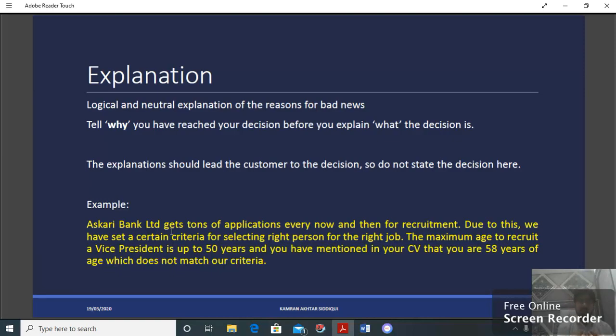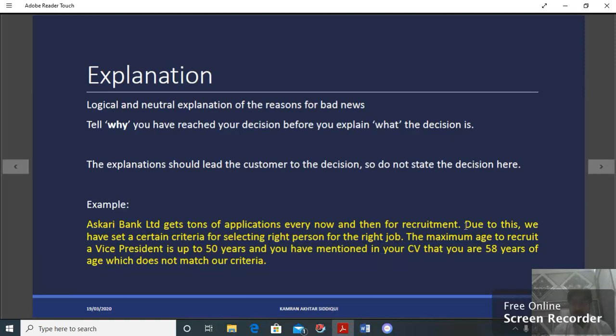Now, this statement is talking about Askari Bank, that it is good enough to receive tons of applications for any post they might announce. Due to this, we have set a certain criteria for selecting the right person for the right job. The maximum age to recruit a vice president is up to 50 years, and you have mentioned in your CV that you are 58 years of age, which does not match our criteria.